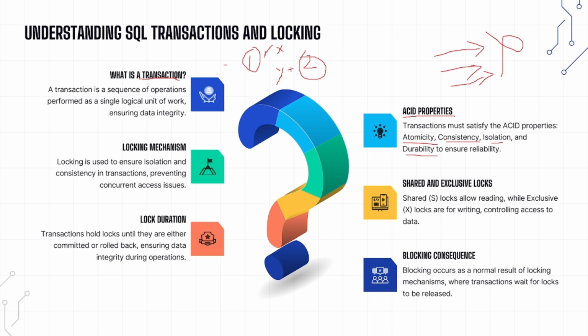And consistency ensures that a transaction takes the database from one valid state to another valid state. It preserves the integrity of the data. Next, isolation. This property dictates that transactions are isolated from each other. Concurrent transactions should not interfere with each other's execution. And then durability. This is a guarantee that once a transaction is committed, meaning successfully completed, the changes to the data are permanent, even in the event of a system failure. These ACID properties are the cornerstone of reliable database systems.